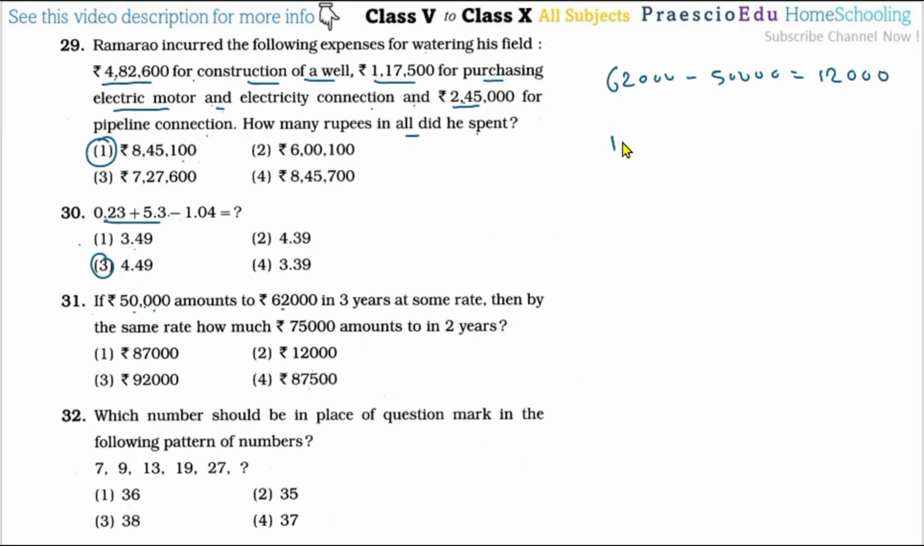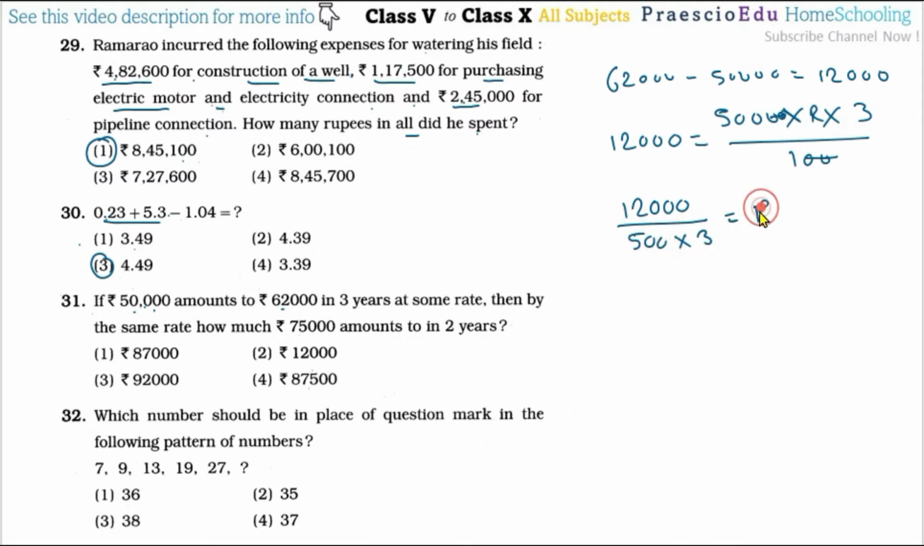So the rate is not given, so 12,000 equals 50,000 multiplied by r, because r, the rate, we have to find out, multiplied by 3 years divided by 100. This 20 gets cancelled, this 20 gets cancelled. Now 500 will divide here, so 12,000 divided by 500 multiplied by 3, so that will be the rate of interest. So 3 ones are 3, 3 fours are 12, and then this 4,000, this 20 gets cancelled, and 5 ones are 5, 5 eights are 40, so the rate of interest is 8 percent per annum.